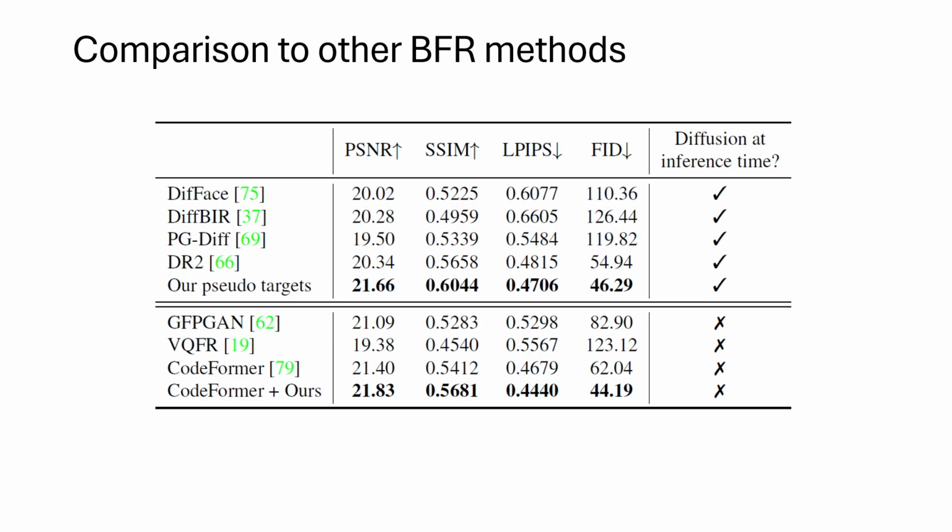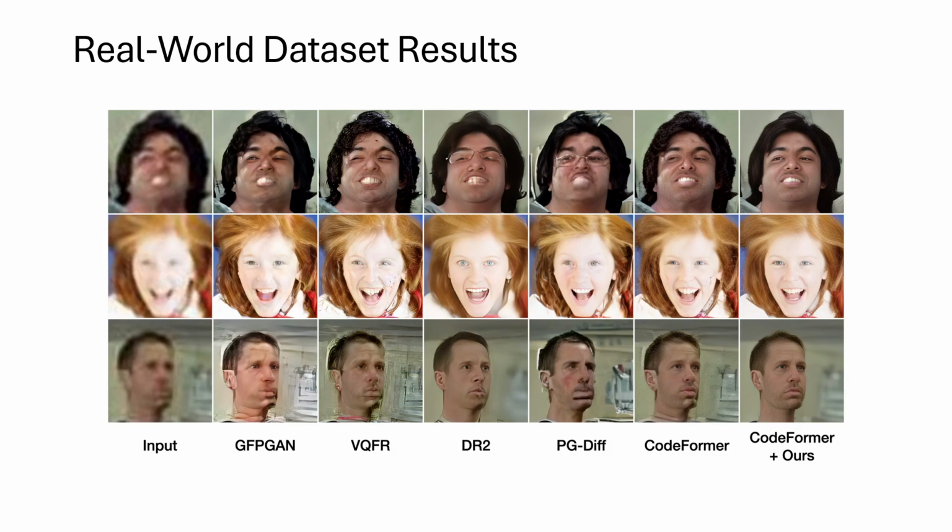We also compare our best fine-tuned model, the fine-tuned CodeFormer, to other blind face restoration baselines. Our approach outperforms all baseline methods and is able to output artifact-free restorations. We benchmark our pseudo-targets and best fine-tuned model against other baselines in this table. In the top rows, we provide results of the zero-shot diffusion-based methods that use a diffusion model at test time, and compare them to our pseudo-targets, as they all require running diffusion at inference time. Our targets achieve the best performance among diffusion-based approaches.